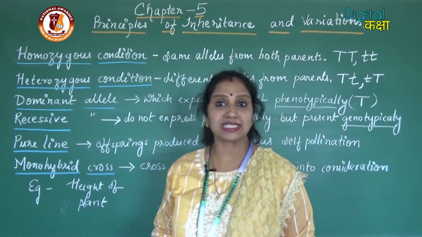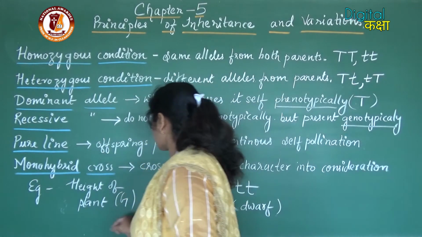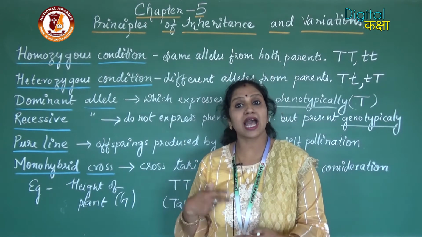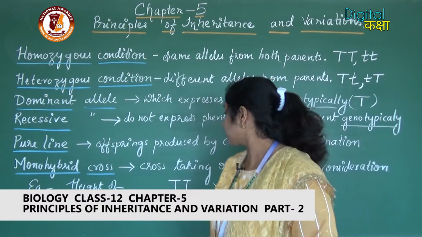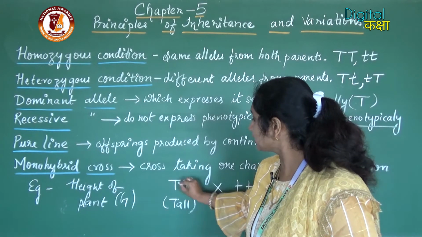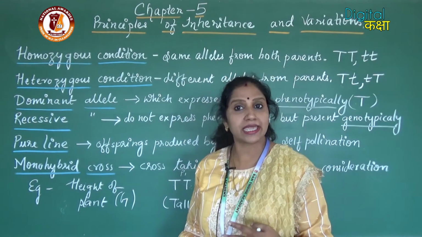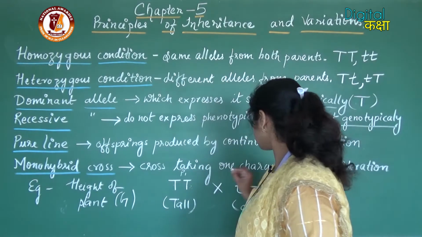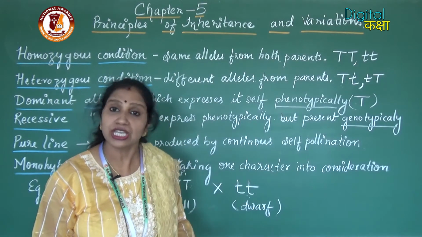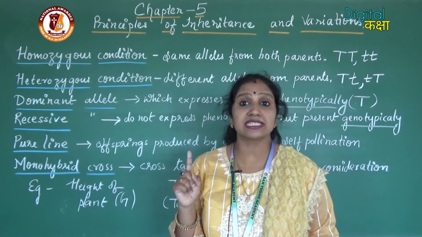One example we will take, that is the height of the plant. So we have got a gene for the height of the plant and it has got two alleles. So the two alleles are tallness and dwarfness. Here you can see the homozygous condition we have taken, capital T and capital T, means this parent has got both the same alleles from their parents, and here you can see the homozygous condition small t, which represents dwarfness.